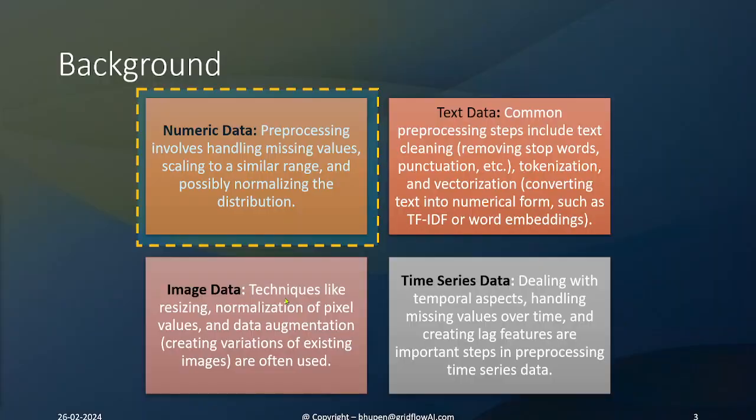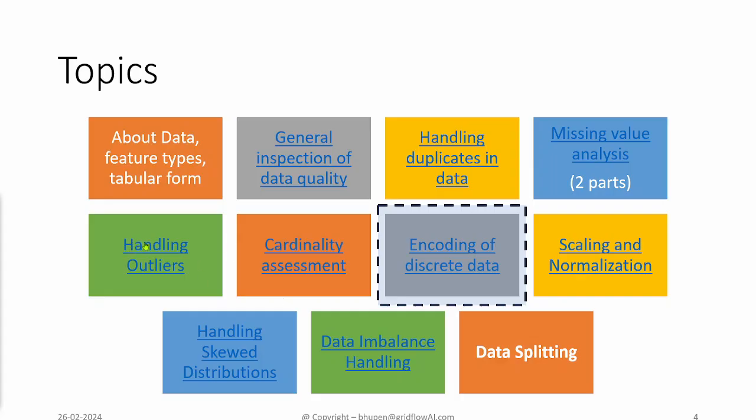Let's get started. In the previous session, we talked about how we handle outliers and cardinality assessment, how high cardinality and low cardinality can be an issue for machine learning. In today's session, I'll be focusing on encoding of discrete data or categorical data.